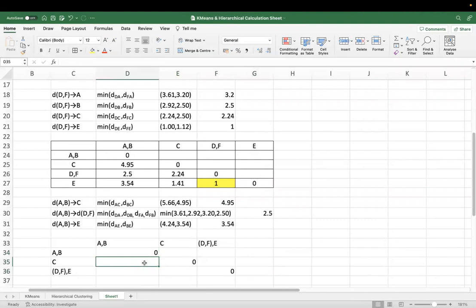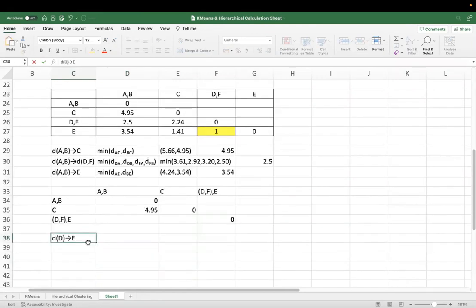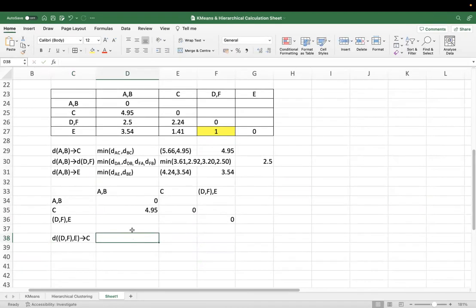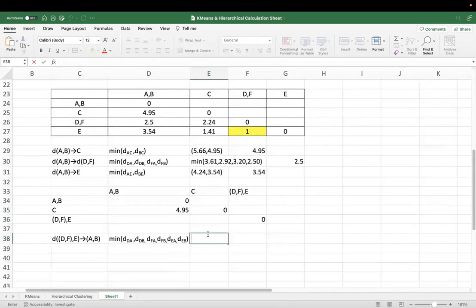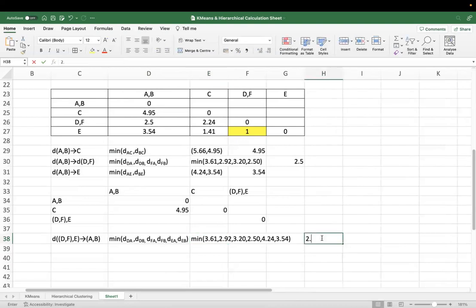So AB to C is 4.95. We have to calculate the other two. DF to AB is 2.50, right? Or we have to calculate, right? Distance between D comma F and AB. First we'll calculate for AB. So DA, DB, FA, FB, EA, EB. So the distances are 3.61, 2.92, 3.20, 2.50, 4.24, 3.54.